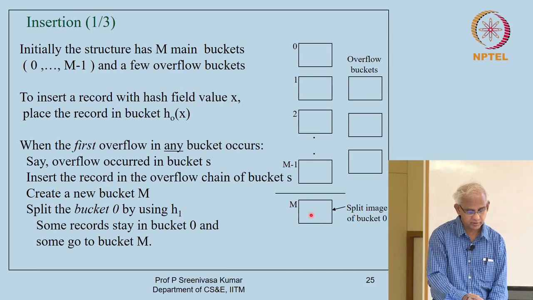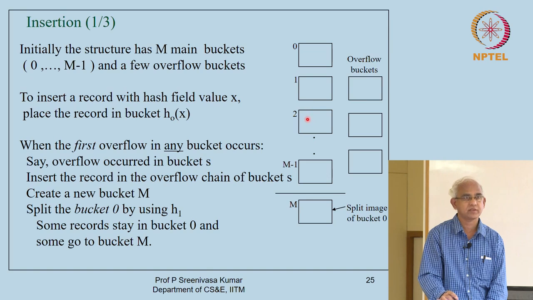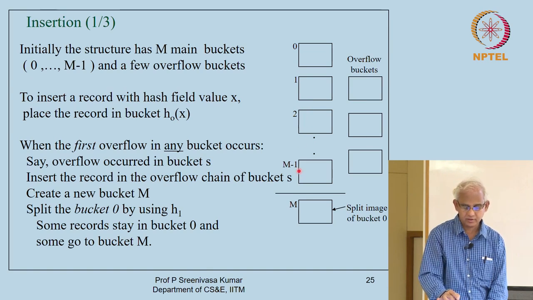Now, notice one thing here, that we are not actually touching the bucket in which the overflow has occurred. Somewhere in these buckets an overflow has occurred. So, that overflow starts triggering the expansion of the structure. We do not actually touch the bucket where the overflow has occurred, we will use an overflow chain there, but we start splitting the buckets from 0 onwards.